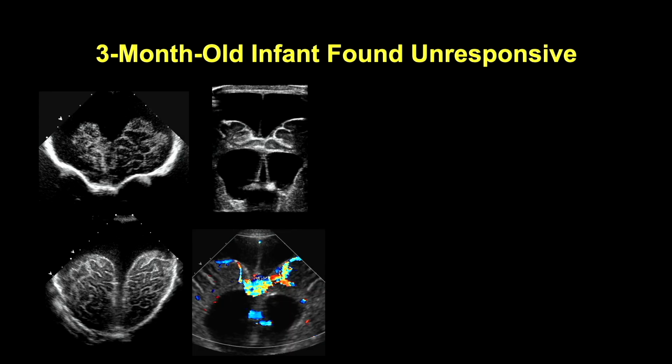The first case I'd like to discuss is of a 3-month-old infant who was found unresponsive. And you can see that there is a large fluid collection overlying the convexities of the brain, and that the vessels are tamped down and compressed against the surface of the brain, and we don't see the usual bridging vessels, which is the hallmark of a subdural collection.